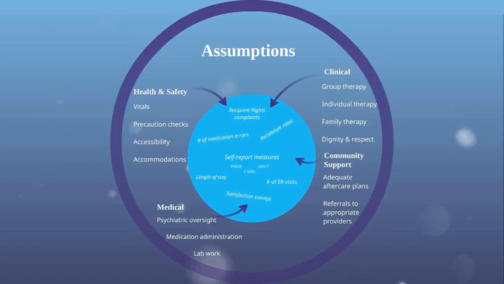They are not all made public, but they're things that the hospital can track. The things that we know about are things like recipient rights complaints, right, Sarah? And length of stay. We probably wouldn't have access to the number of medication errors overall. They might have to do an incident report for us if it was our person.